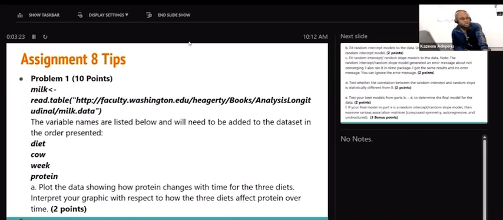Now, when you look at the first problem, plot the data showing how protein changes with time for the 3 diets. Before you can actually produce something like this, you need to load lattice. So this question A is only asking about you generating a plot, where you have protein against weight, and you have it for 3 different diets. I'm going to go into the second problem in assignment 8.